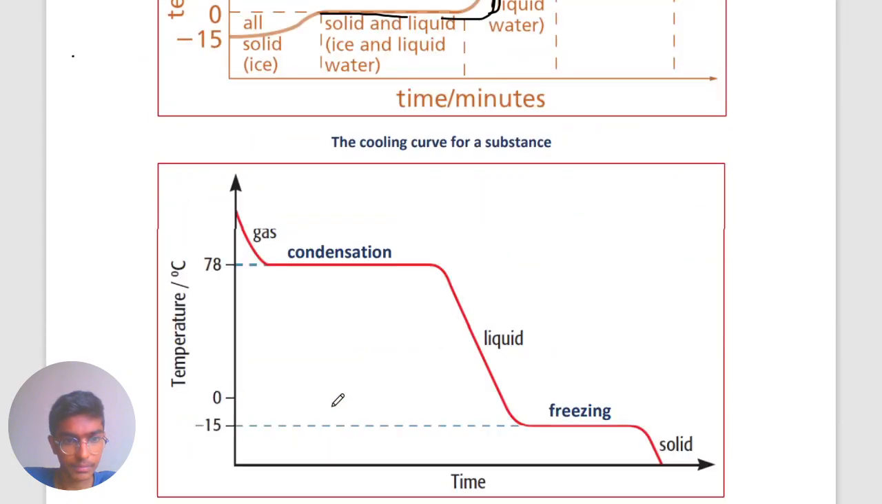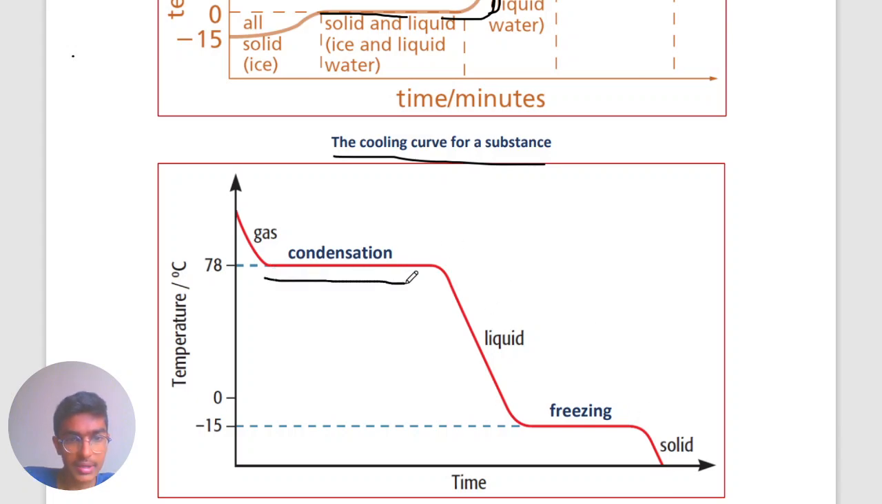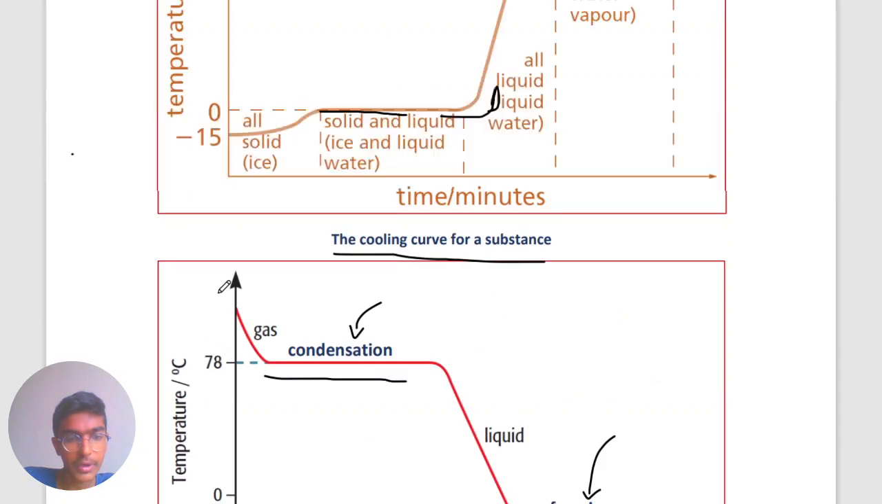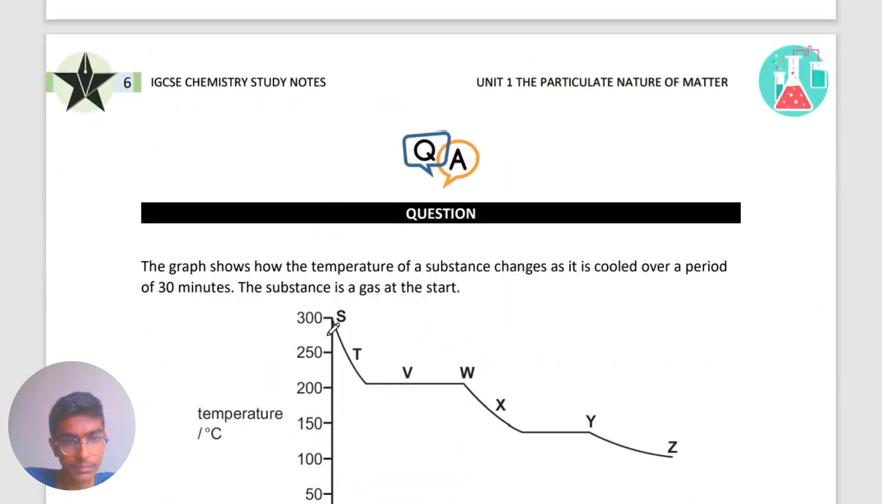Okay, so here we have the cooling curve for a substance. You can see right here it's gas, and it gets condensed to a liquid. From a liquid, it freezes to become a solid. Remember, the straight lines are when the temperature is the same, but there is a change in state. So the change in state right here would be condensation, and the change in state right here would be freezing. And gas, liquid, and solid are the states of matter at that particular time.